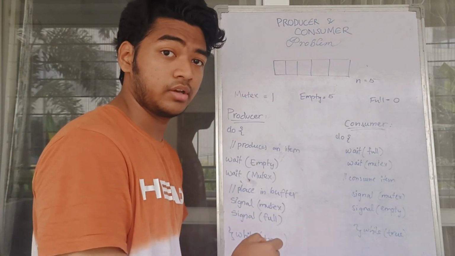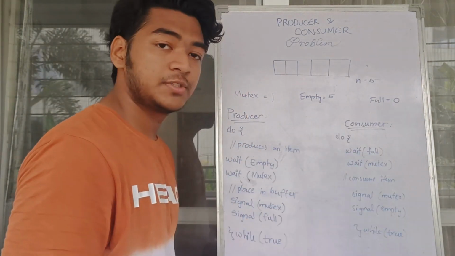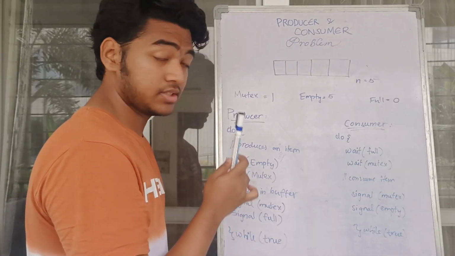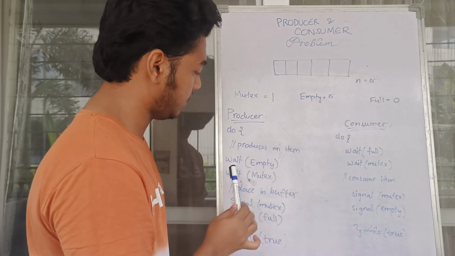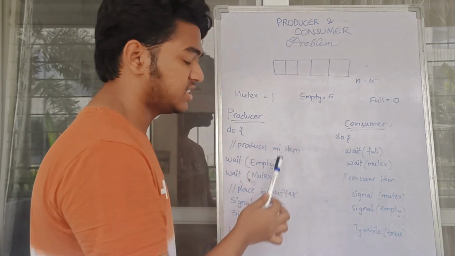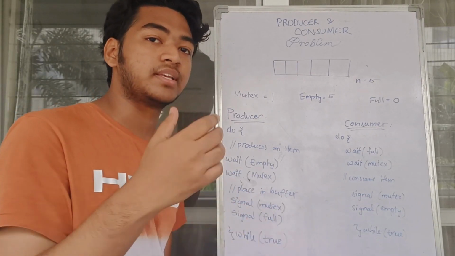Now what I've written here is pseudocode for the producer and consumer. It's basically the working of the code in simple terms. Let's go through the code step by step. We can see here that the producer code has a loop in it, and what it does is it produces an item. The item isn't in the buffer yet, it just produces an item. Let's say the item is a value A.